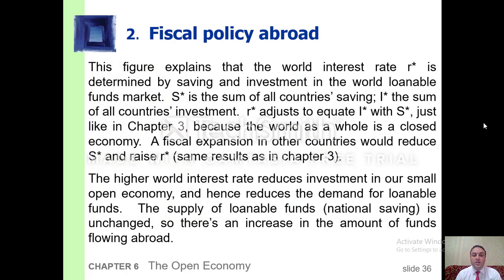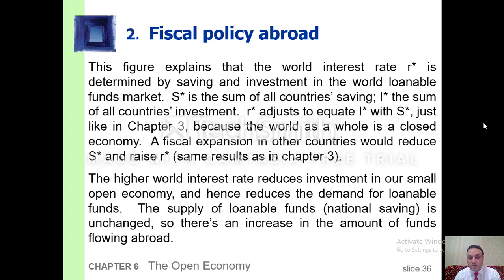So according to this figure, it explains that the world interest rate is determined by saving and investment in the world loanable funds market. The world savings is the sum of all countries' savings, and the world investment is the sum of all countries' investments. And the world interest rate adjusts to equate world investment and world saving, just like we saw in chapter 3 in the closed economy. But why? We are now talking about an open economy. But because the world as a whole is considered a closed economy also.